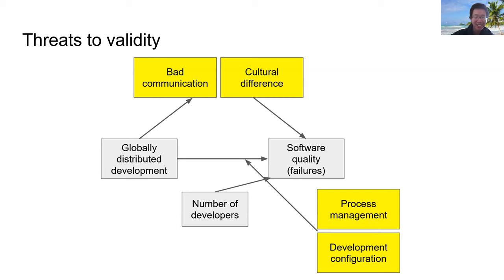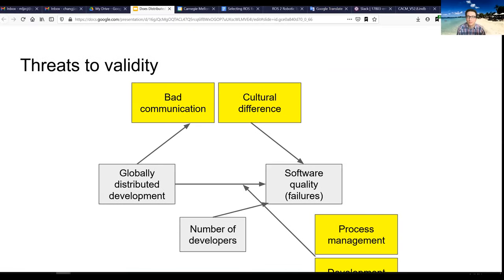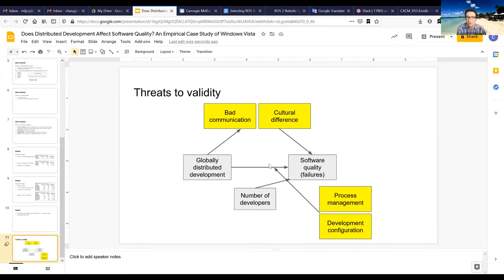Yeah, but that's all I have for the paper. So I guess what you're saying is they don't talk too much about the mechanism, right? So we don't know exactly through which mechanism this relationship between being distributed and quality manifests itself. Is it because of bad communication? Is it because of other things? They can at best observe this relationship, but they don't really know why it happens, right?